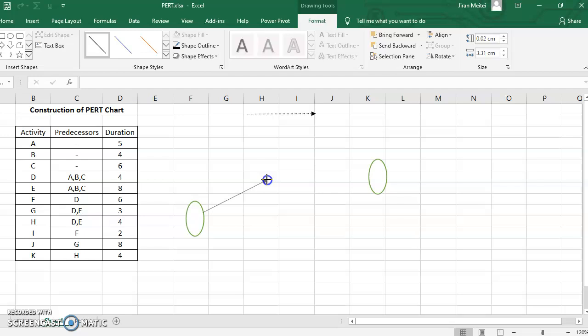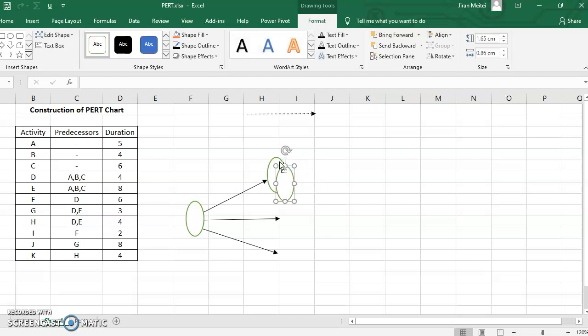So I'm putting an arrow like this over here. Another arrow in this direction, and another arrow in this direction. These are going to denote the three activities. So this is one activity, this is another activity, and this will be another activity. Make the circle a little smaller.